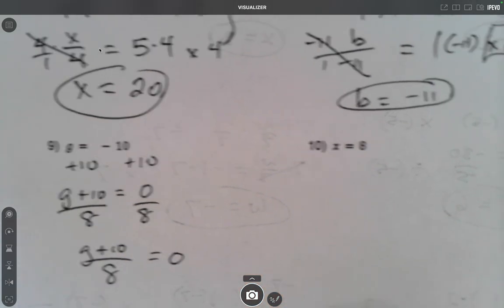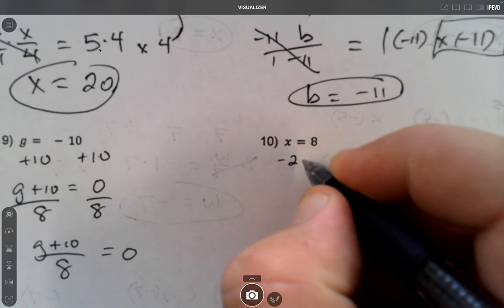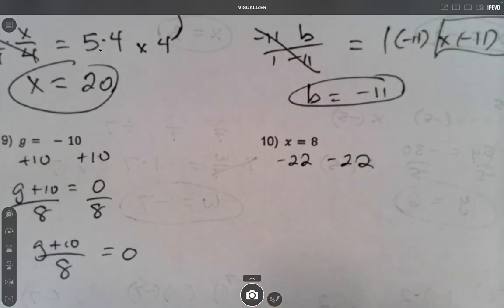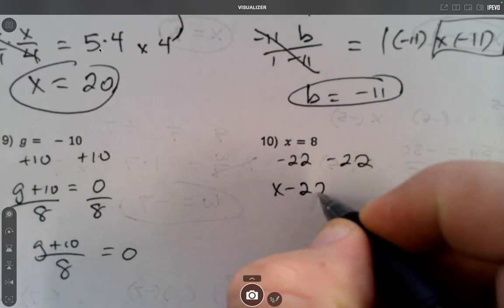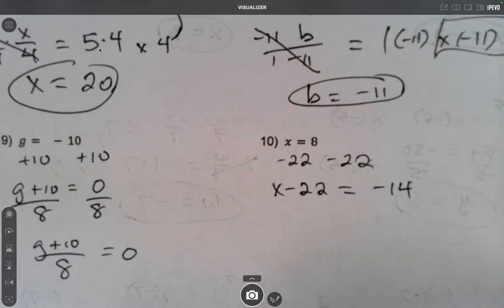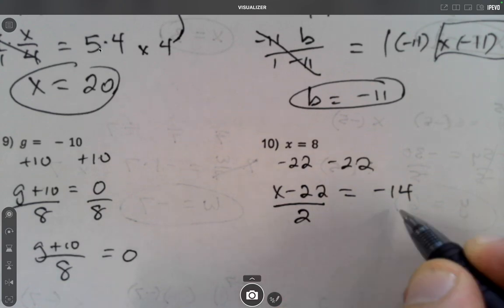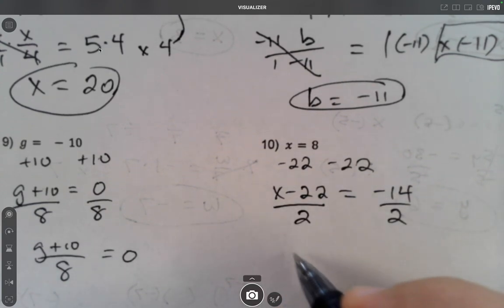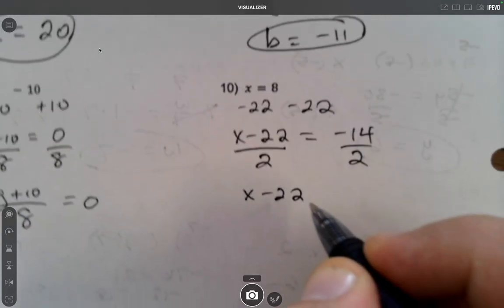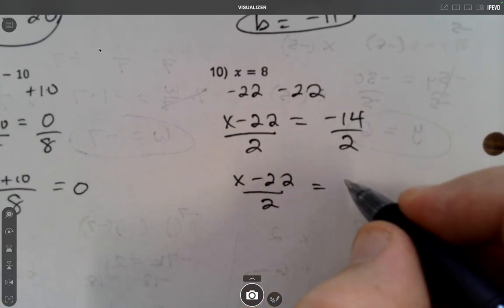Okay, good. Over here, let's subtract 22. Subtract 22 from both sides. x minus 22. 8 minus 22 is negative 14. Let's divide both sides by 2. So this we cannot reduce, we leave it as it is, x minus 22 over 2. This we can reduce, negative 14 over 2 is negative 7.